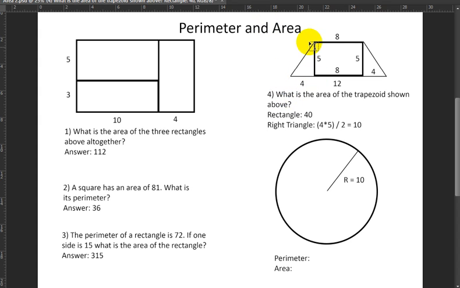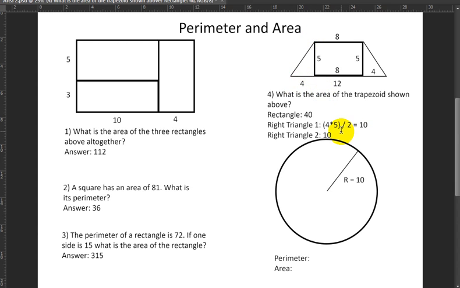Okay, but if you look closely, what you'll see is that this triangle on this side has the exact same size as this triangle. So whatever size this triangle is, this one is going to be the same. So let's call this one right triangle 1, and the other one we're going to call right triangle 2. Well, they're going to be the same. If you want to do 4 times 5 divided by 2 again, you can. You can also just say that it's going to be 10 because it has the exact same dimensions as this triangle.